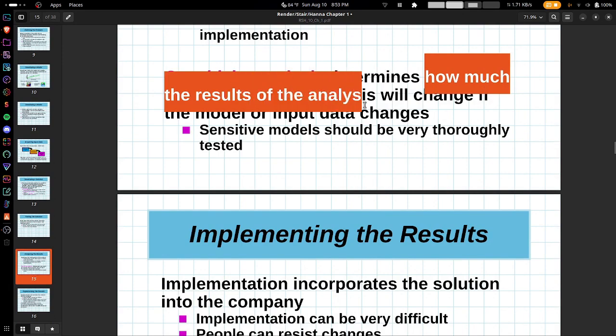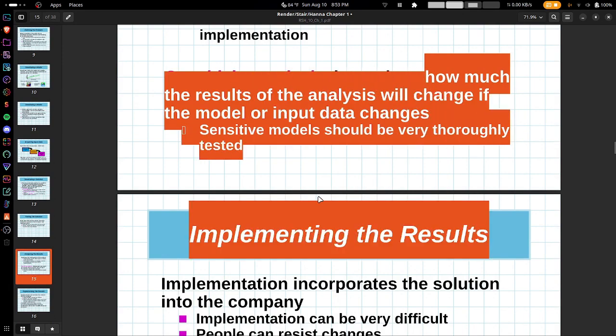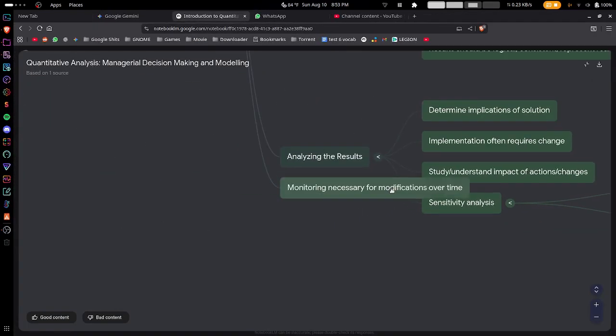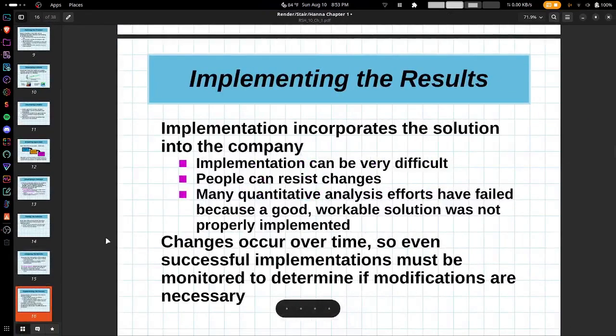How much the results of analysis change if the model input data changes. Now, implementing the results. There are four things: incorporating the solution into the company can be difficult, with people resisting this. Many efforts fail due to poor implementation, and monitoring is necessary for modifications over time.